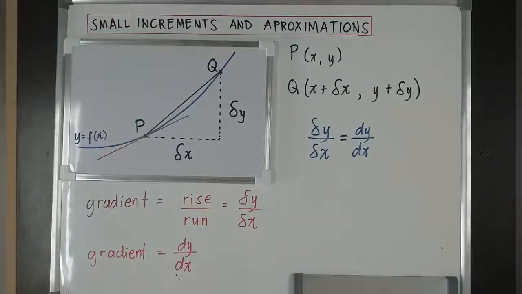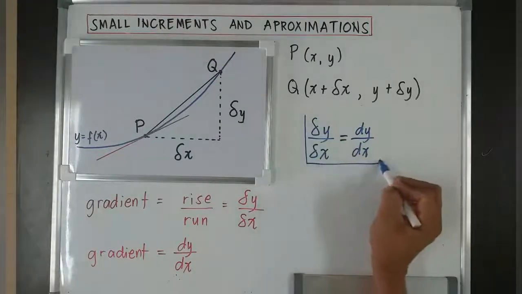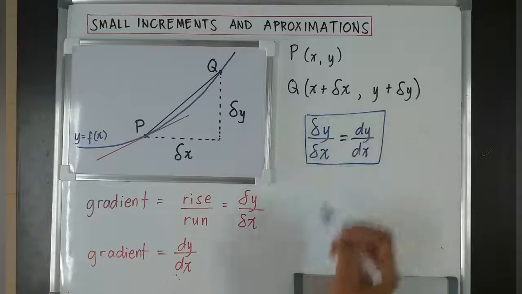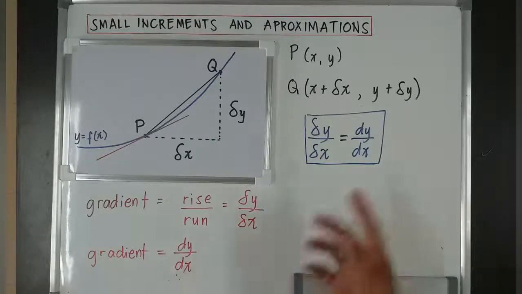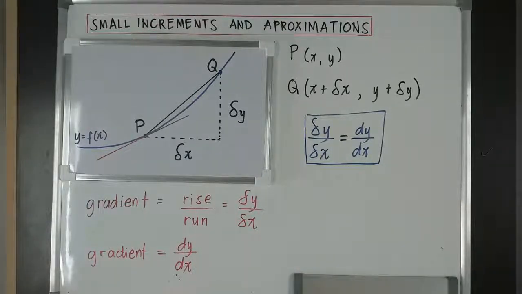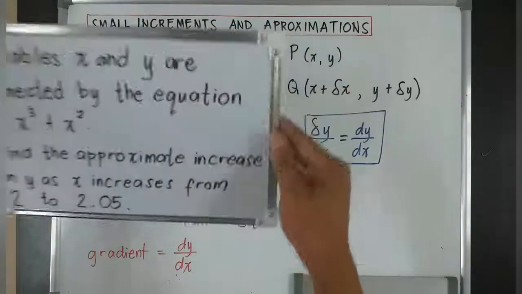So this is basically what we are going to study today. The small increment of y over small increment of x is equivalent to dy over dx, or vice versa, dy over dx is equal to small increment of y over small increment of x. Now, to further understand this, I am going to give you examples.